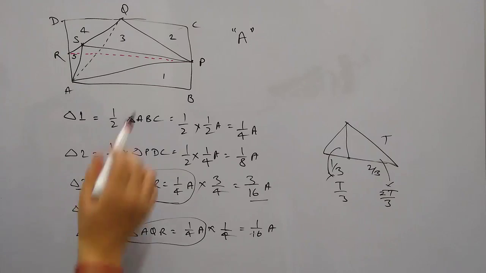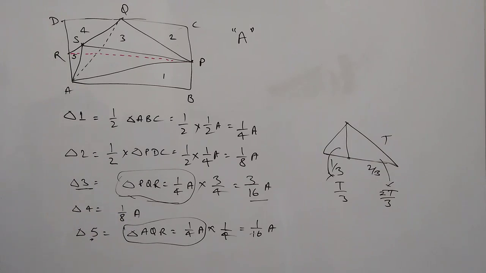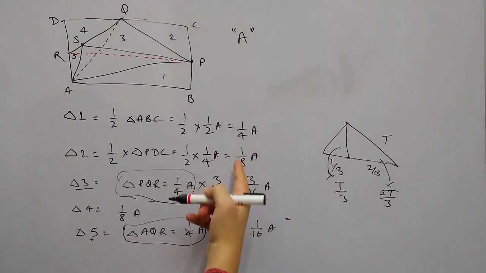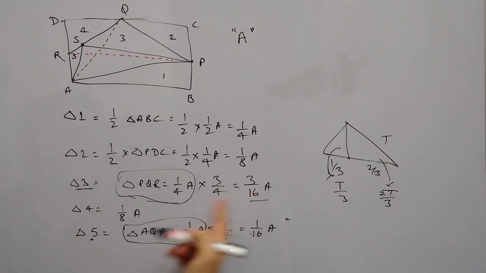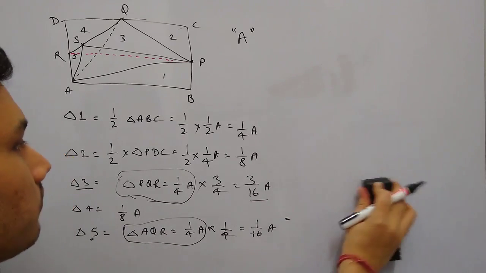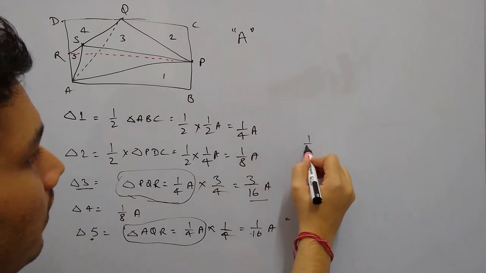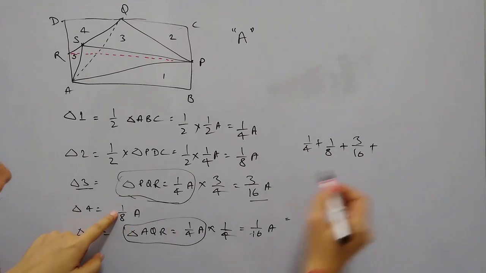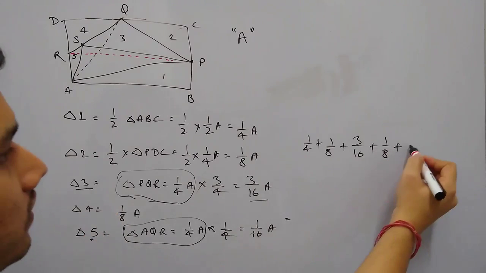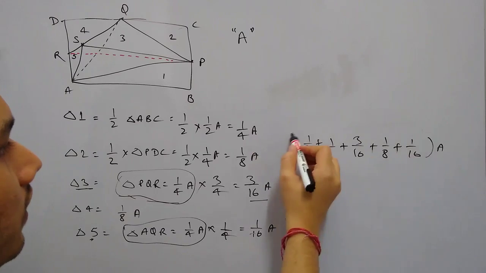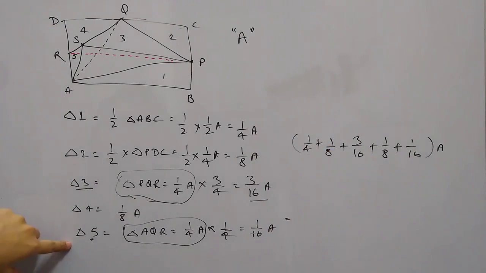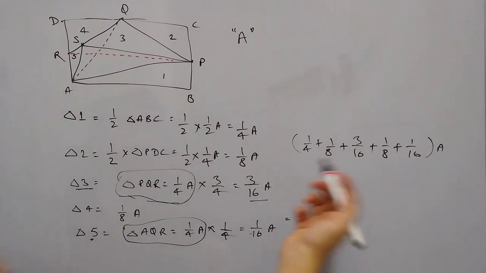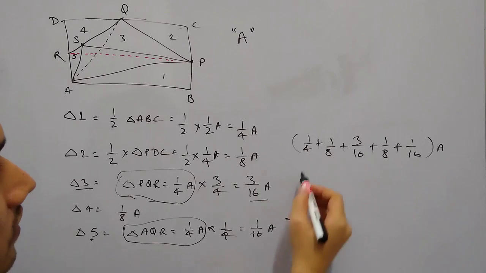So now we have got the area of all these triangles, and if we get the sum of all these, 1, 2, 3, 4, 5, we'll have 1 by 4 plus 1 by 8 plus 3 by 16 plus 1 by 8 plus 1 by 16, into A. This is the sum of areas of all these 5 triangles, and from the area of ABCD, if we subtract this, then we'll get the area of triangle APS.